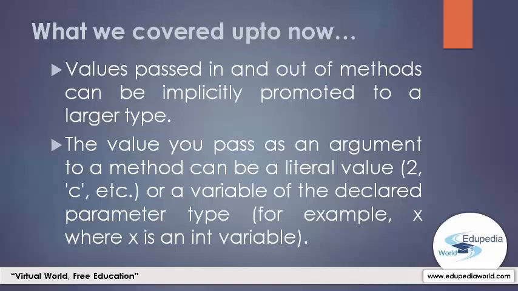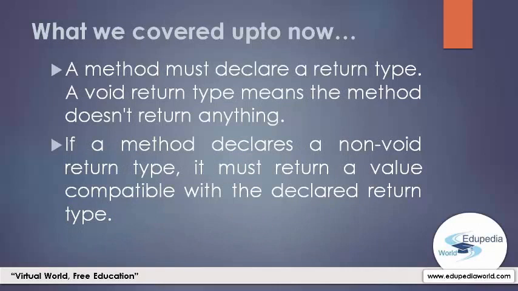The value you pass as an argument to a method can be a literal value, for example the number 2 or the letter C, or a variable of the declared parameter type, for example x, where x is an int variable. A method must declare a return type. A void return type means the method doesn't return anything. Think of a method that only contains println statements. Surely that kind of method can have a void return type because it is not returning any value.